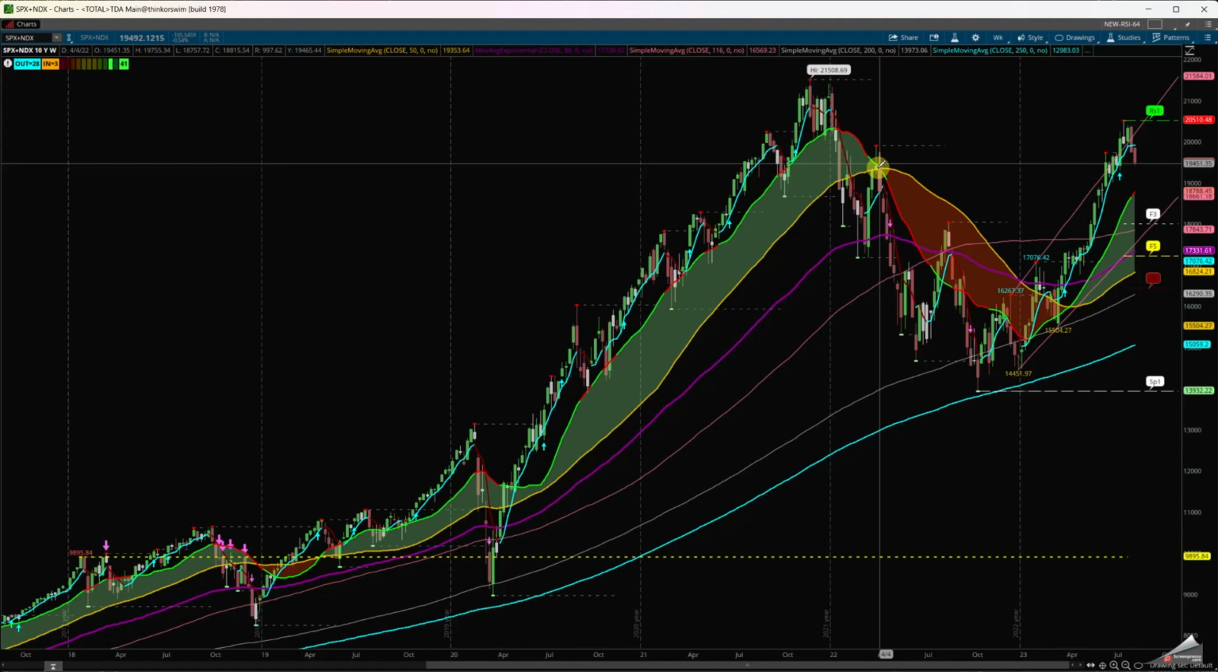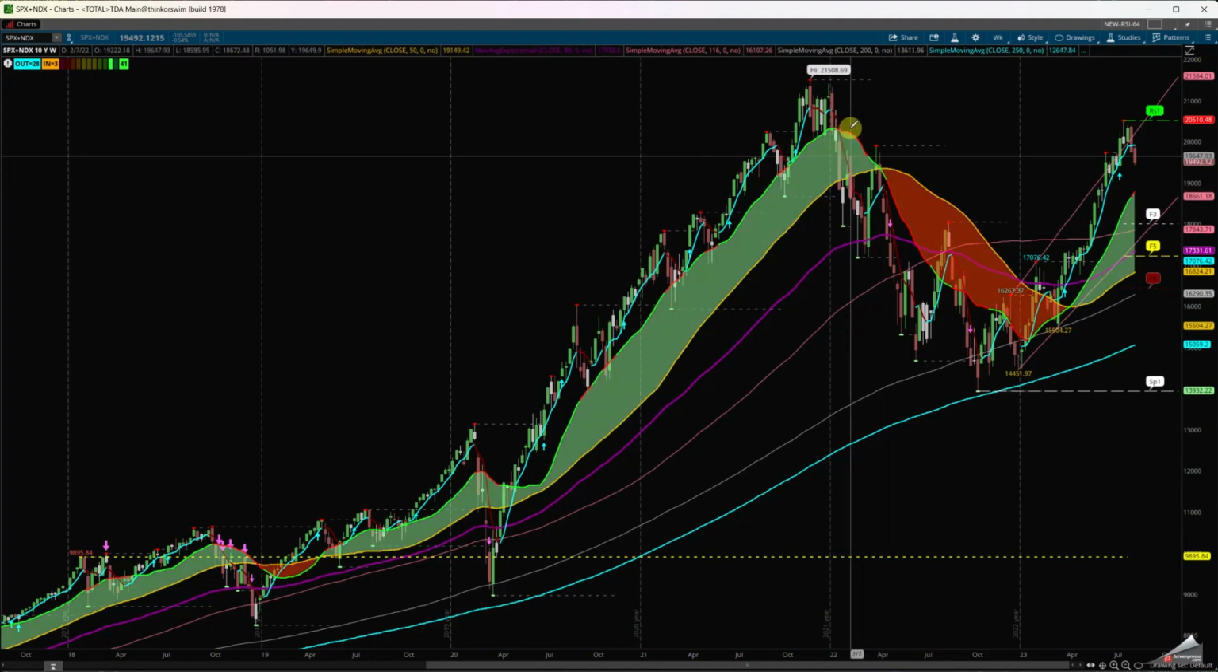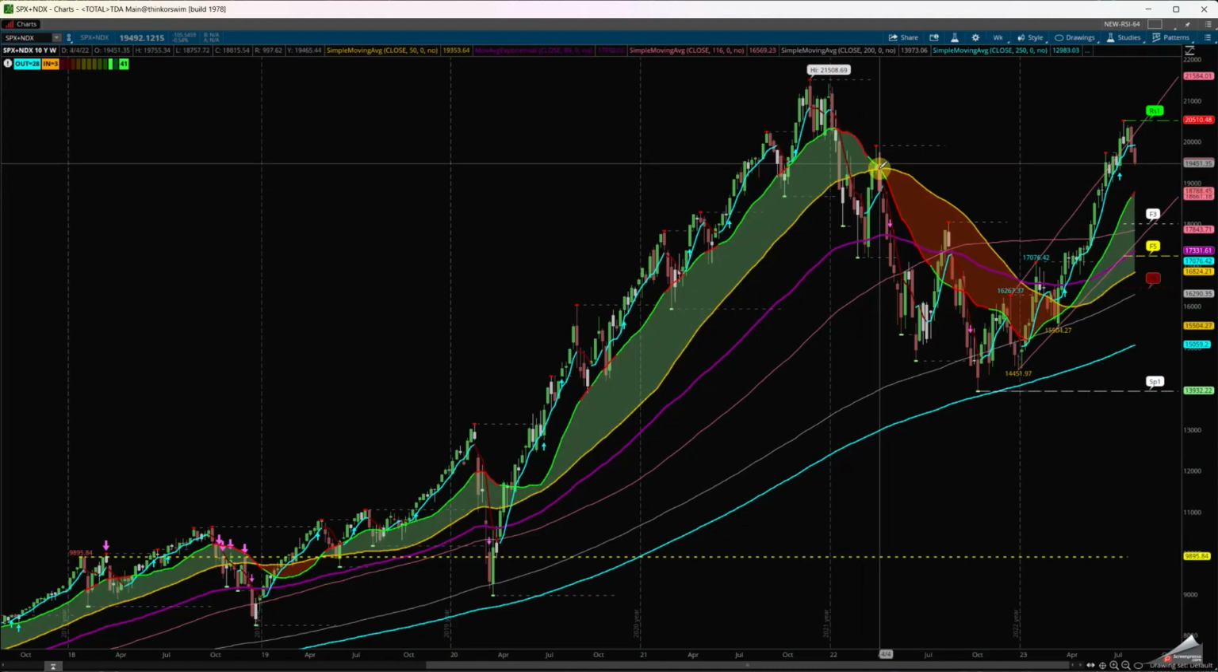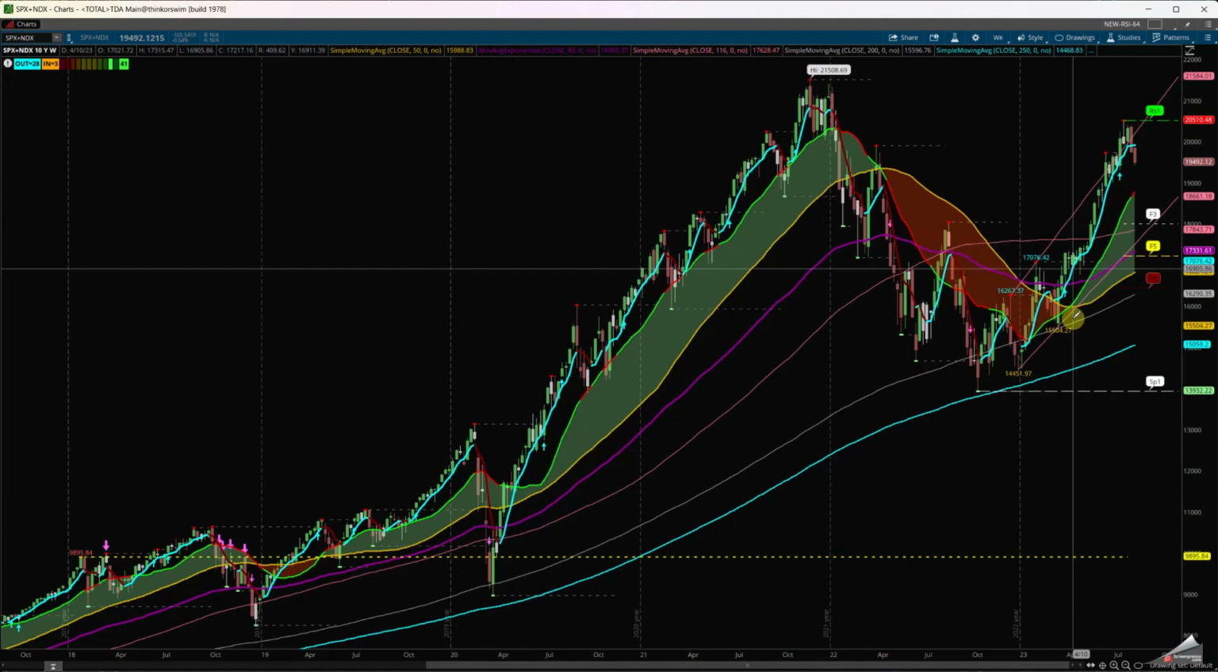Most people are biased. We are not biased. We trade what the chart offers you. When there is a crossing on the 18 and the 50, that's a death cross. When the 18 simple moving average crosses the 50 and it is above, that's a bullish cross. So we trade what we see.